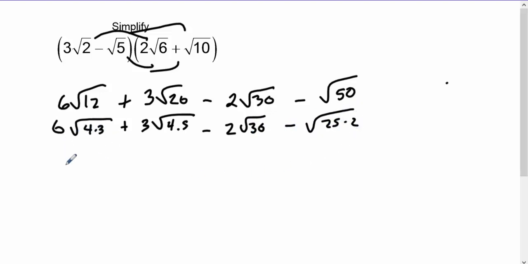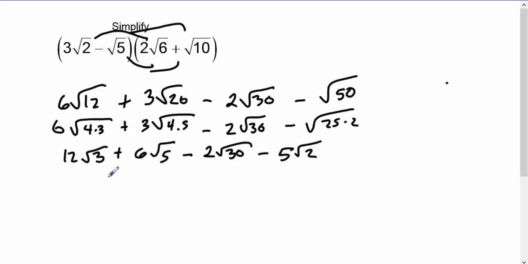So clean all this up, bring the 2 out, that's 12 root 3. Bring the 2 out again, so that's 6 root 5. This is 2 root 30 again. And I bring a 5 out and 5 root 2. Look for any like roots, which we have none. So this is our simplified form.